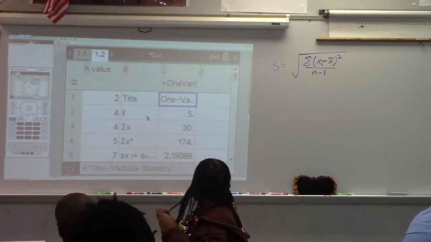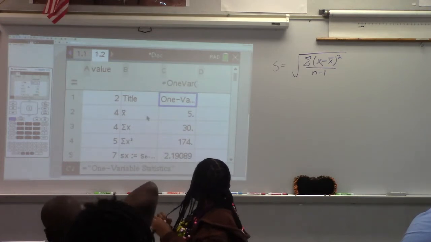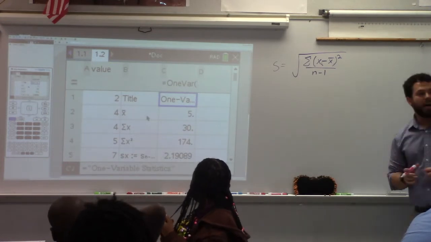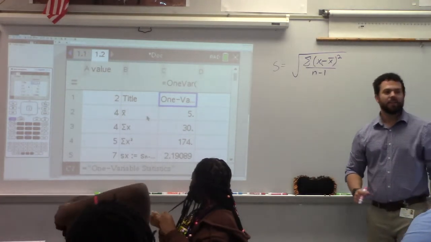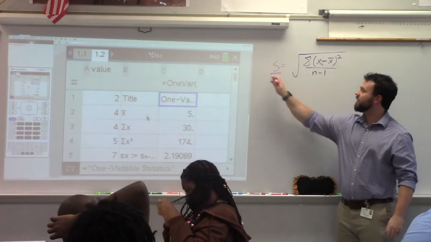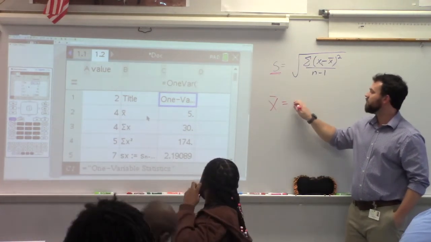The S with the line. The S. S is standard deviation. S as in soda or sloppy or soup. Okay? S is standard deviation. What is X bar? Mean. That's the mean.